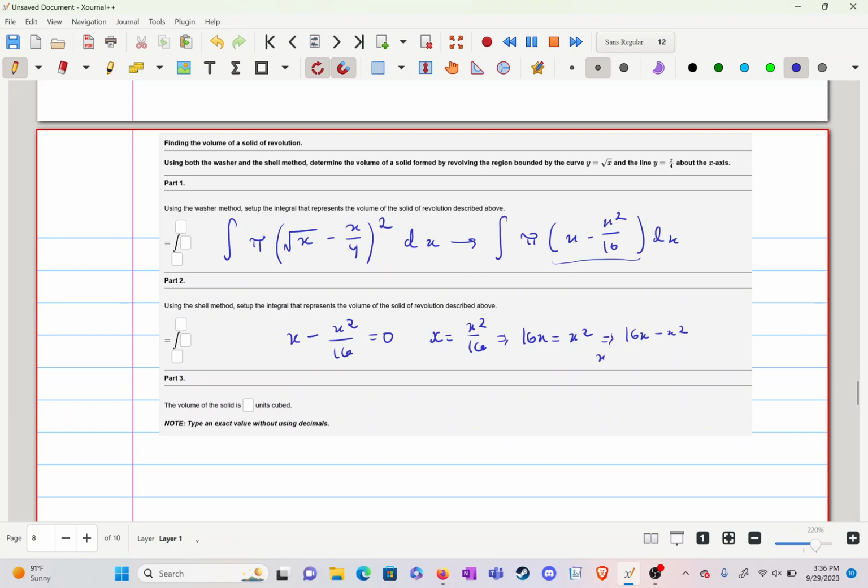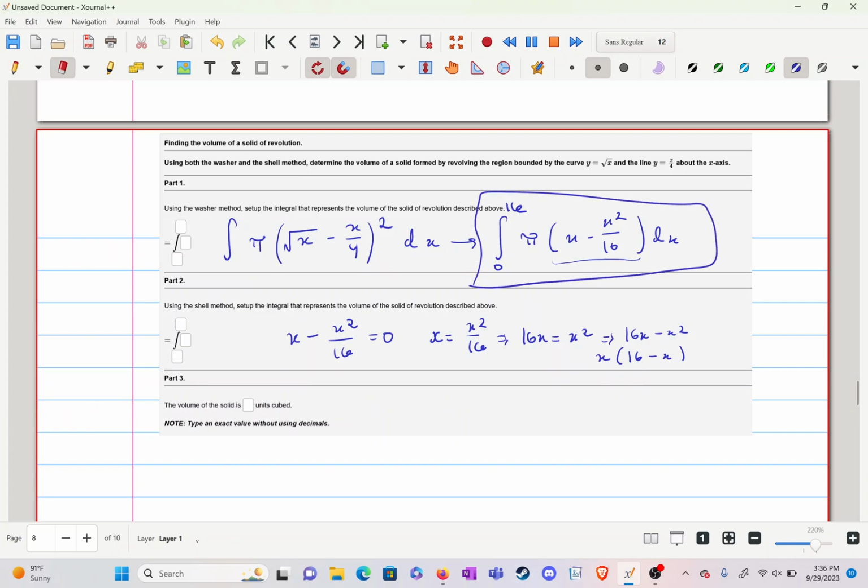Factor out an x. And that's going to give us x equals 0. Now we let that 16 minus x equal to 0. And that's just going to be 16. So we have our bounds from 0 to 16. There we go, just like that. And that is our washer method.